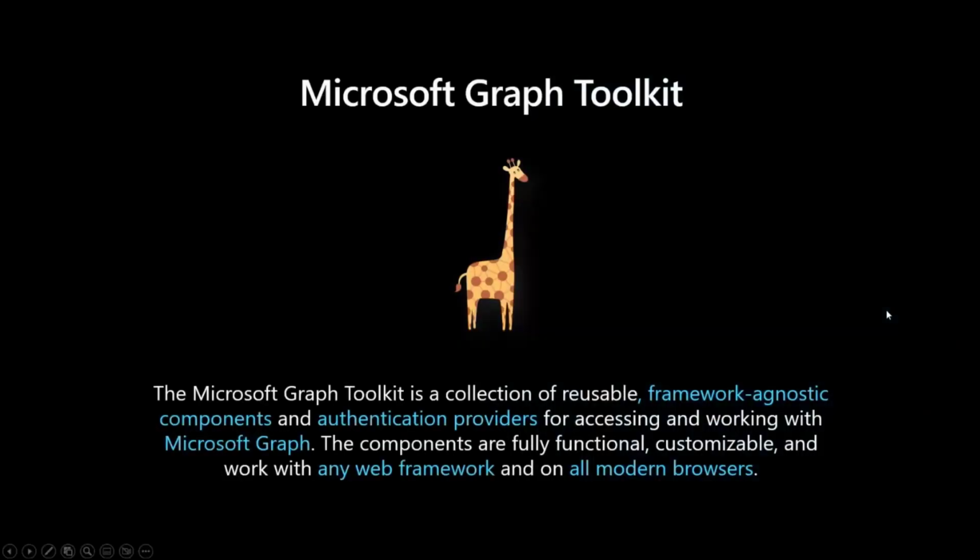Let's move on. If you don't know, the Microsoft Graph Toolkit is a collection of reusable, framework-agnostic components and auth providers that allows you to access and work with the Microsoft Graph. Think about drop-in components for any client-side web apps. So you want to have a people picker? We have a people picker. You don't have to build all that functionality for yourself. We handle Graph, we handle authentication, we handle throttling, we handle everything, so you don't have to think about it and can just build value for your organization.